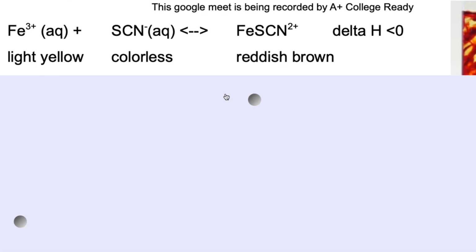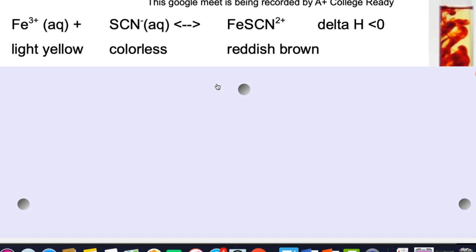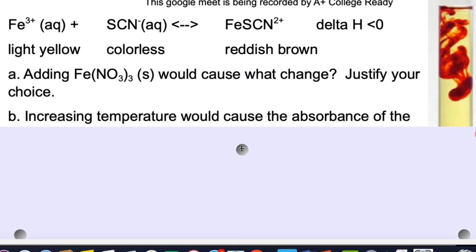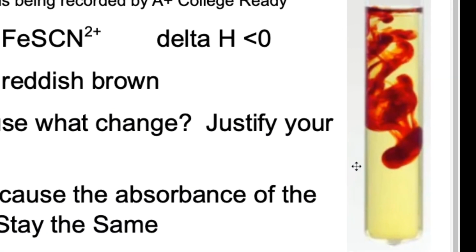So here's a problem I just dreamt up, I made up, to help everyone understand what equilibrium problems you might see. If you take some iron ion and you mix it with some colorless thiocyanate ion, you will get a complex ion that turns reddish brown. And if you look over here to the right, you'll see a test tube with the iron solution, and here's where that thiocyanate got dropped in there, and it's dark red.